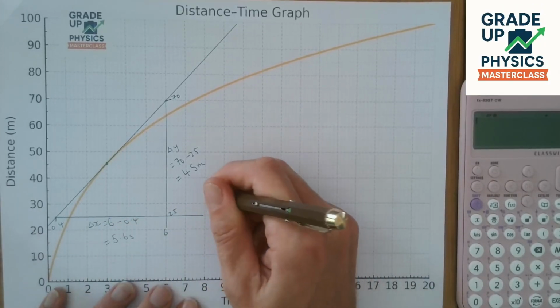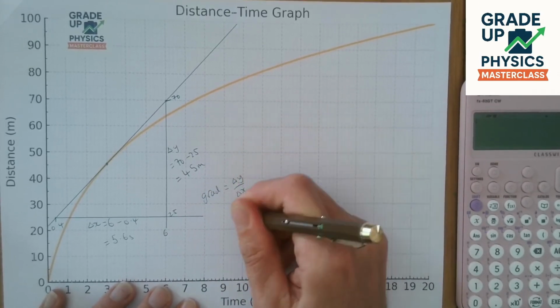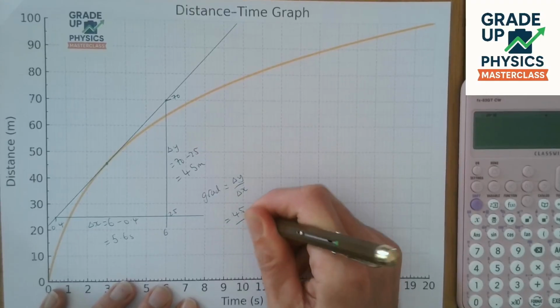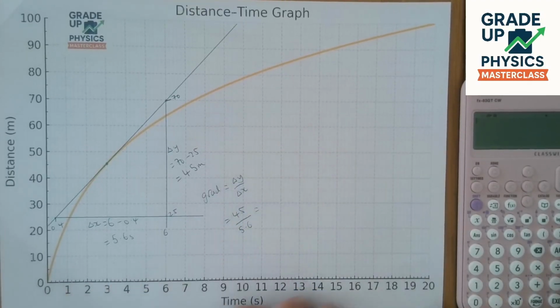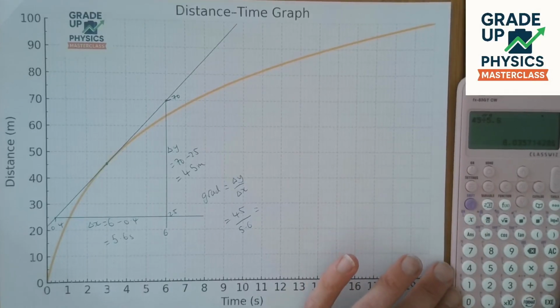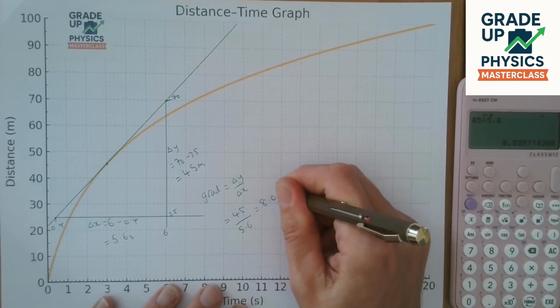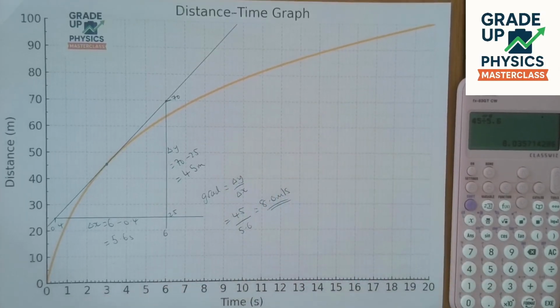So once again, if I want to work out the gradient, it's going to be my change in y over change in x. This would be 45 divided by 5.6. Let's move over to the calculator. And that gives me, again, we'll do this to two significant figures, 8.0 meters per second.